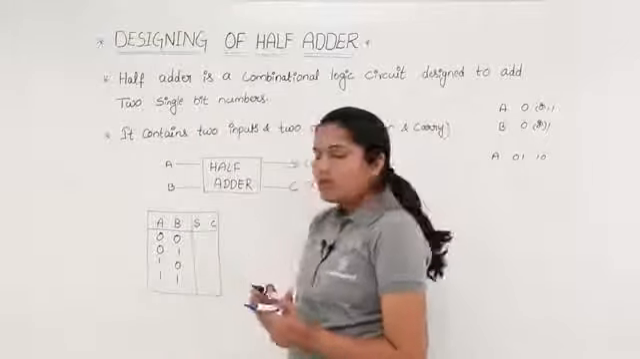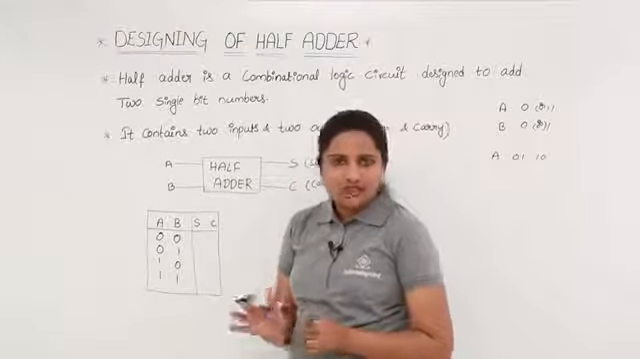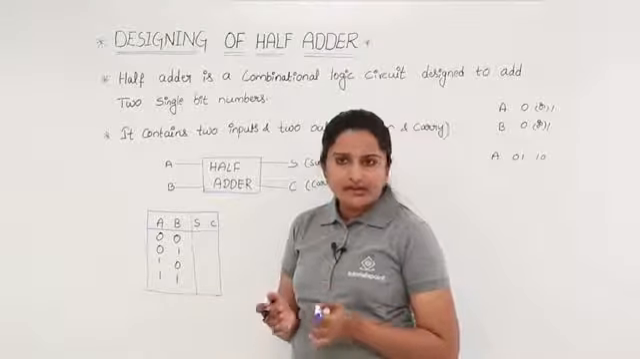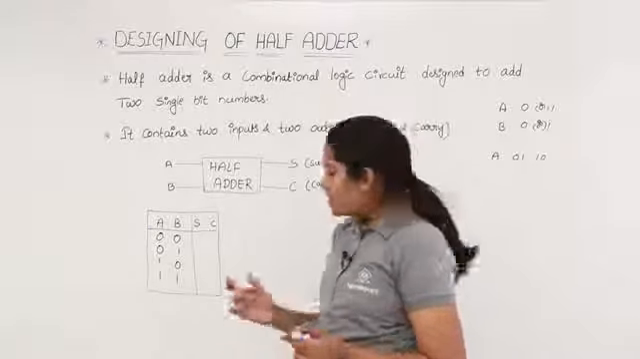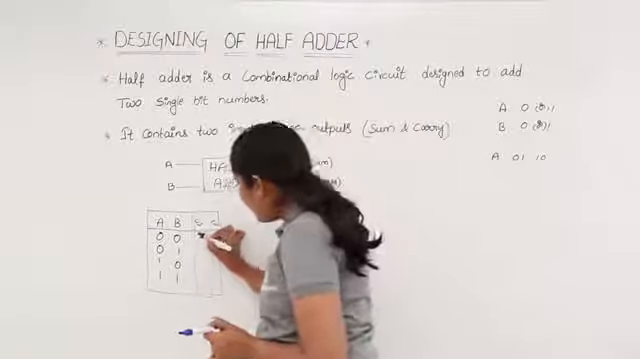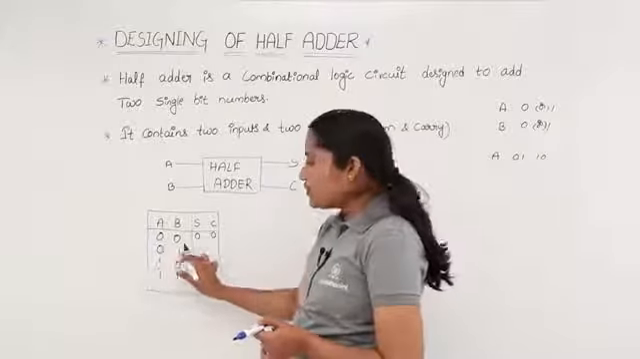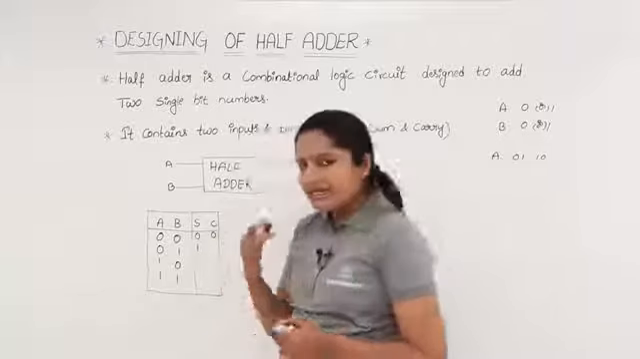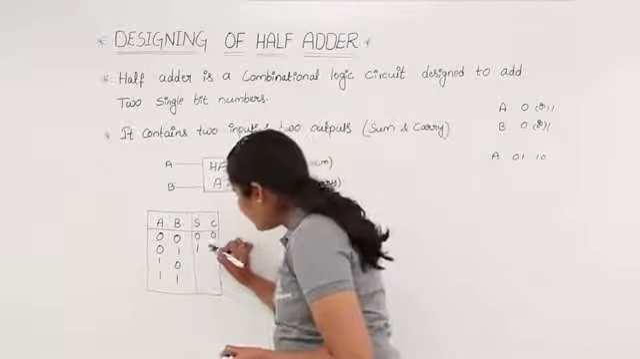Now see here, what is the sum of 0 plus 0? The general sum is 0 only. Is there any carry when you are adding 0 plus 0 in normal arithmetic addition? No carry. So that's why sum is 0 and carry is also 0. When you are adding 0 plus 1, the sum value is 1. Is there any carry? No. So that's why carry is 0.